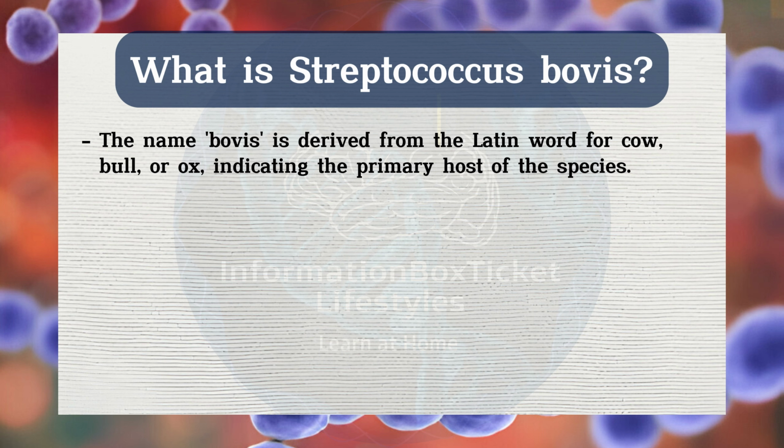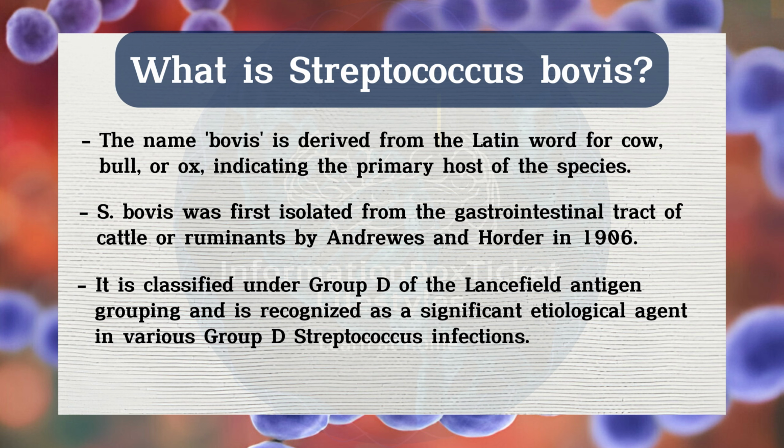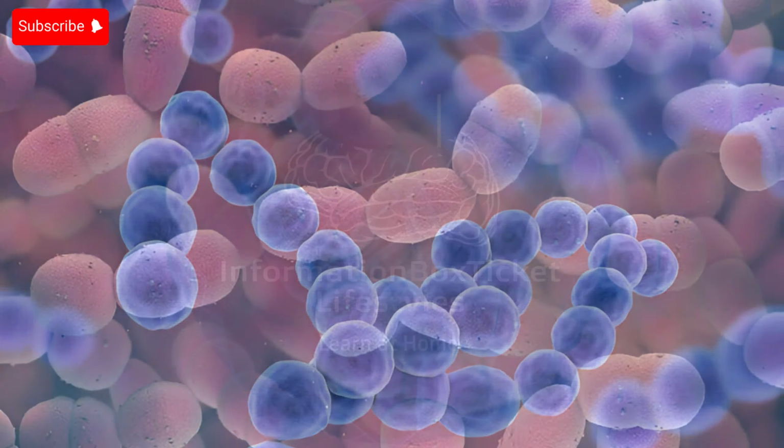The name bovis is derived from the Latin word for cow, bull, or ox, indicating the primary host of the species. S. bovis was first isolated from the gastrointestinal tract of cattle or ruminants by Andrews and Horder in 1906. It is classified under Group D of the Lancefield antigen grouping and is recognized as a significant etiological agent in various Group D Streptococcus infections.